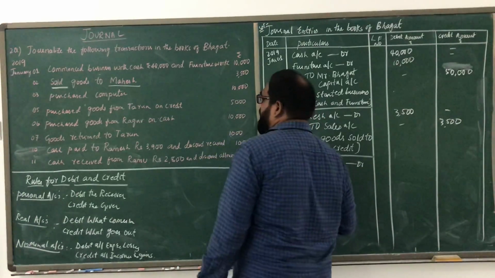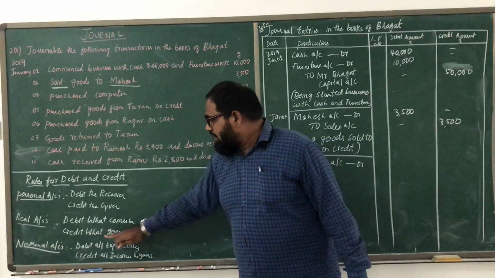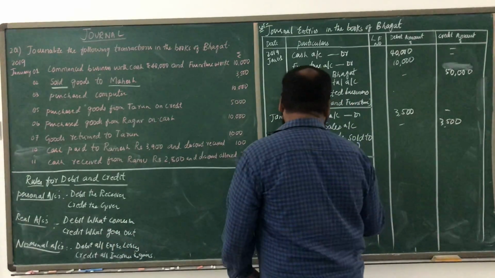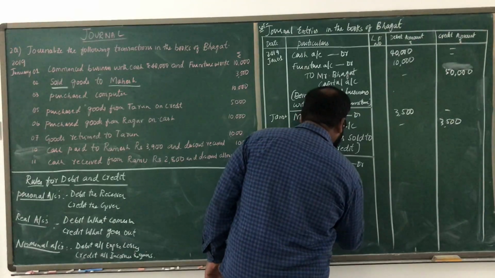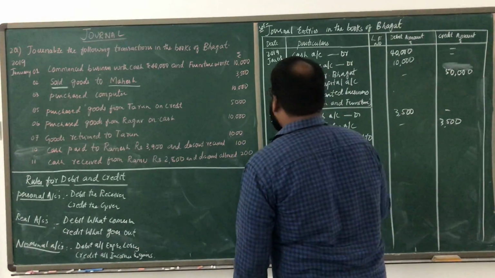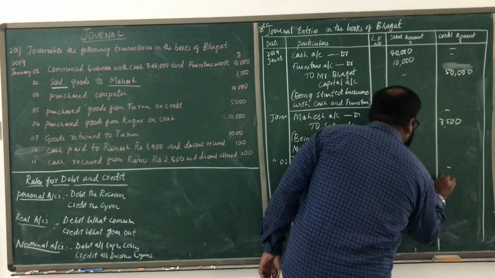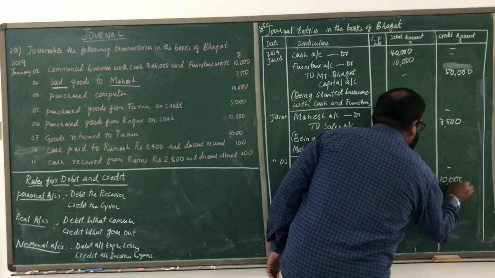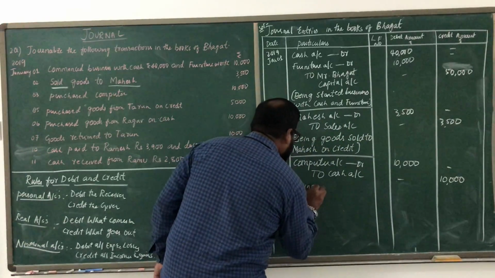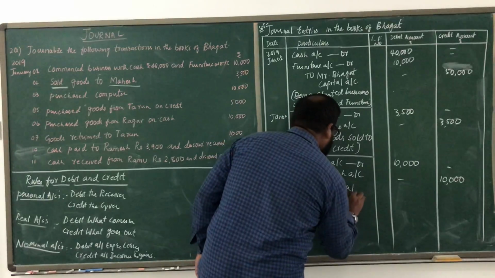At the same time, if you are purchasing a computer, what is going out from the business? As per the rule of real account, credit what goes out. So our cash is going out. So we have to write cash in the credit, to cash account. The amount is 10,000. Go to the column and enter the amount. Being computer purchase. That's all. It is our narration.